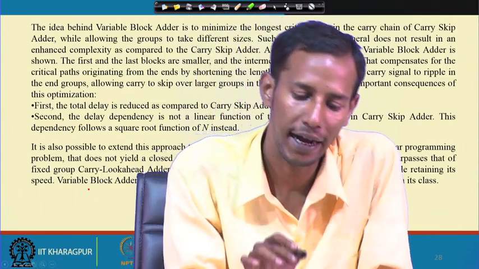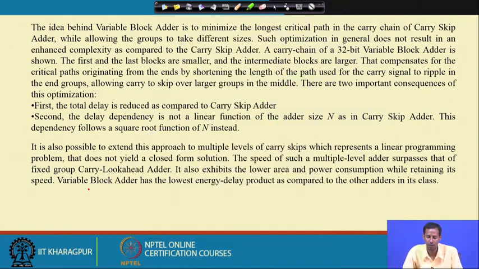The idea behind the variable block adder is to minimize the longest critical path in the carry chain of the carry skip adder, while allowing the groups to take different sizes. So, as I said, k can take different sizes. Such optimization in general does not result in enhanced complexity as compared to the carry skip adder. A carry chain of a 32 bit variable block adder is shown in the earlier slide. The first and the last blocks are smaller and the intermediate blocks are larger.